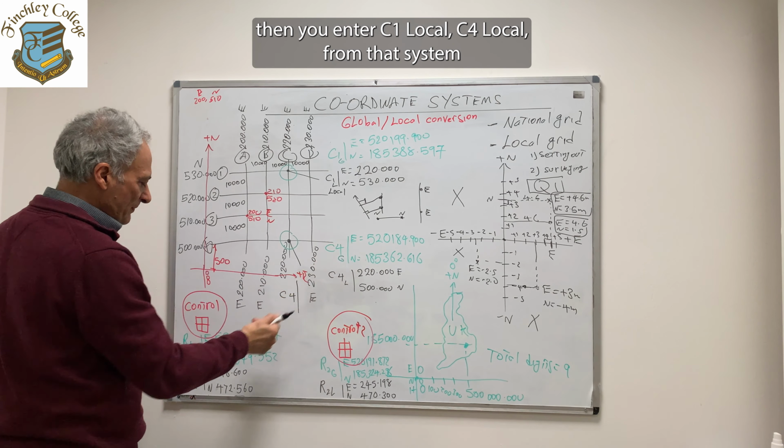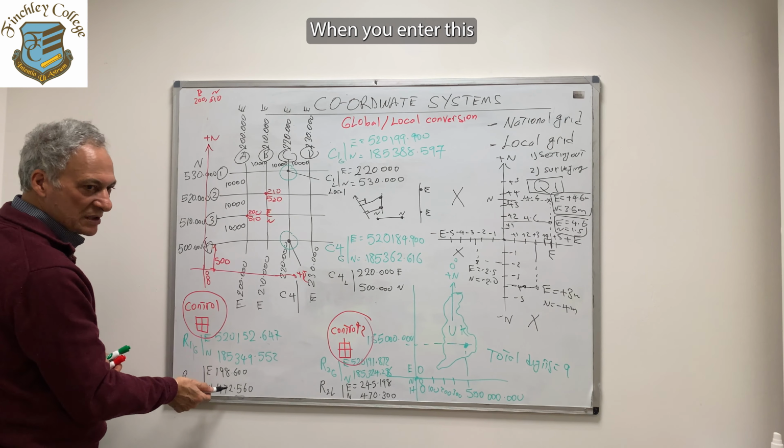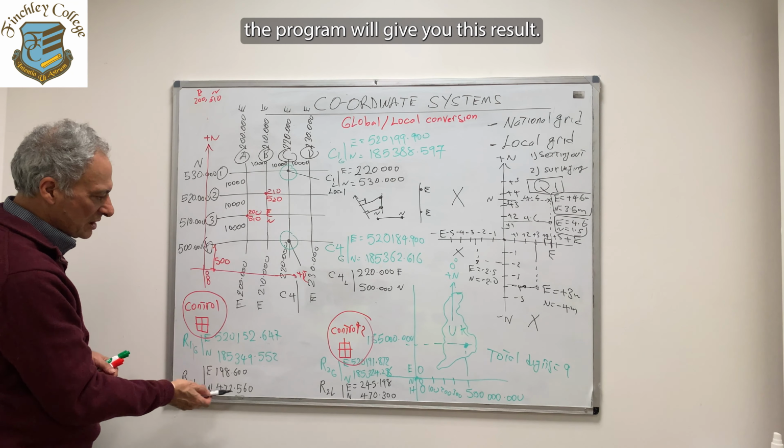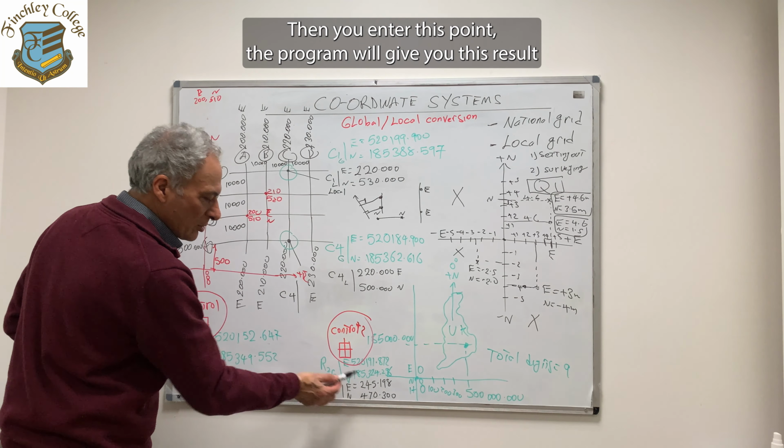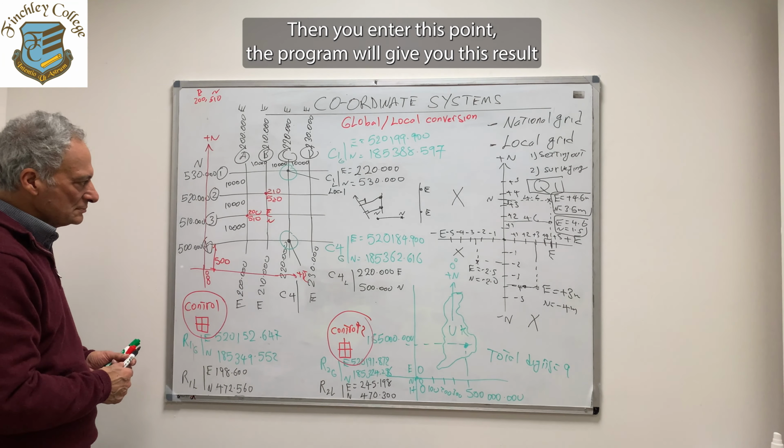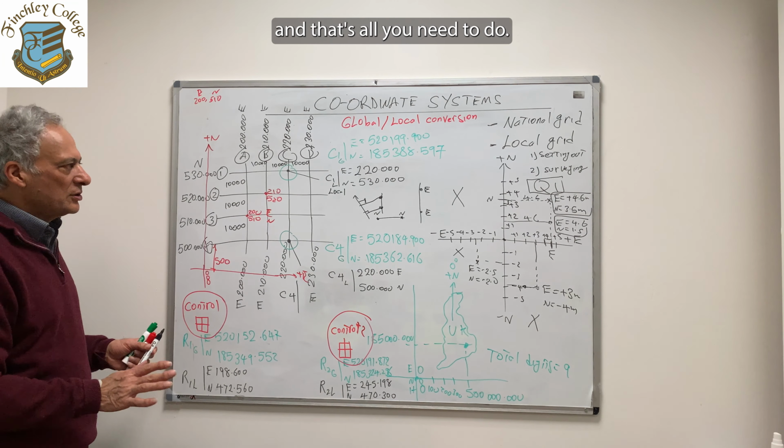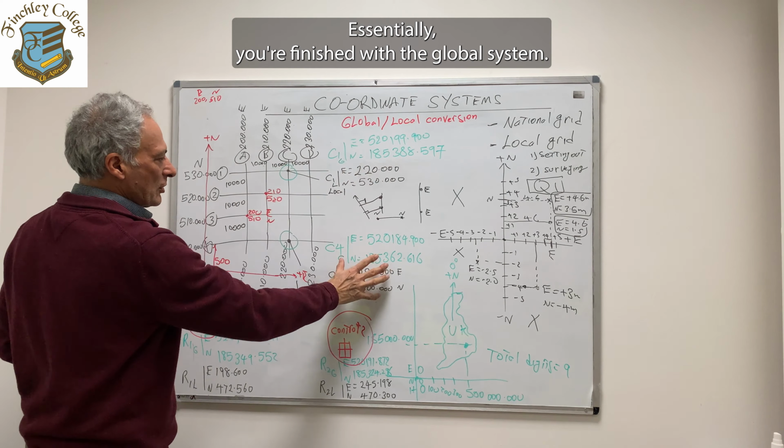From that system, when you enter this point, the program will give you this result. When you enter this point, the program will give you this result. And that's all you need to do. Essentially, you're finished with the global system.